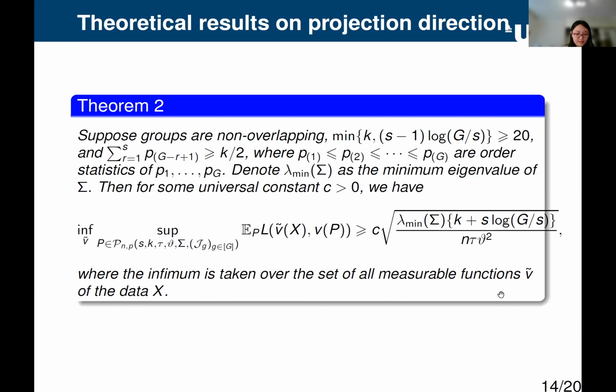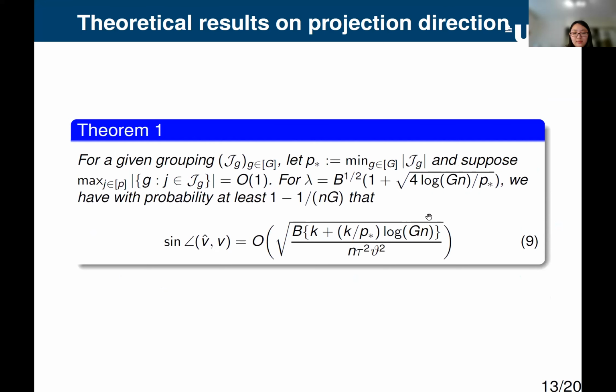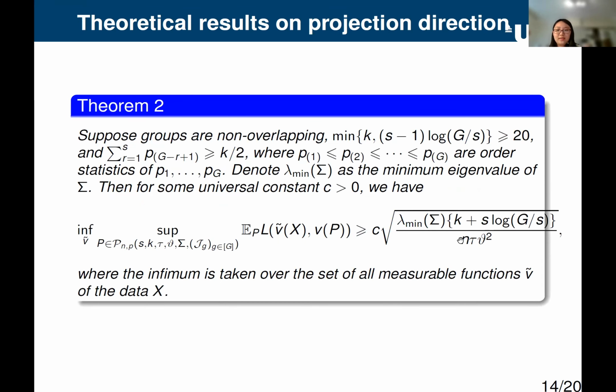This theorem shows that the phase transition obtained in the previous theorem is not due to specific proof techniques, but is an intrinsic feature of the problem. If we look at the terms here and look back at the terms in theorem 1, we can see that the terms in the lower bound match the terms in the upper bound. The term K comes from the case when we know the grouping information. In this case, we have in total K parameters. And the J over S term comes from the case when we do not know the group information. In this case, we have in total J choose S possible models.